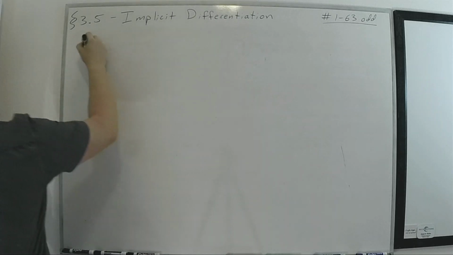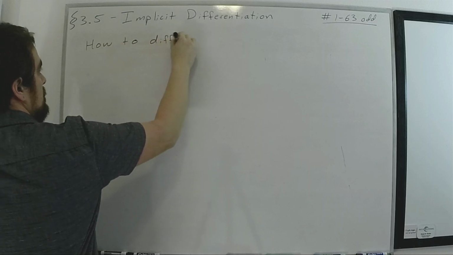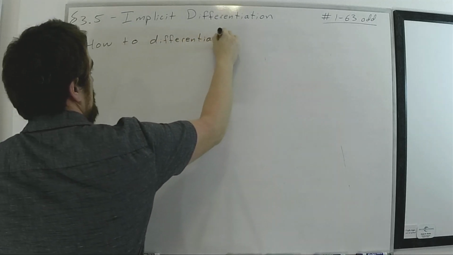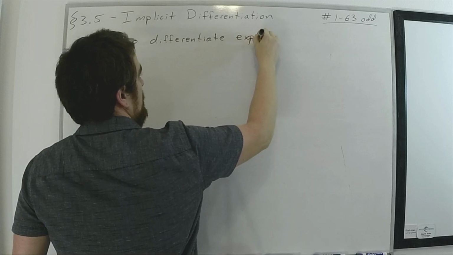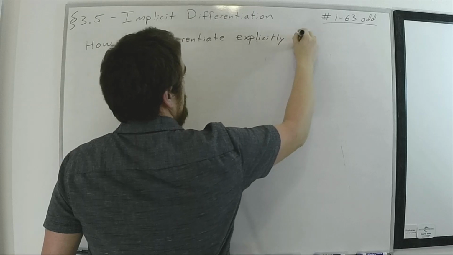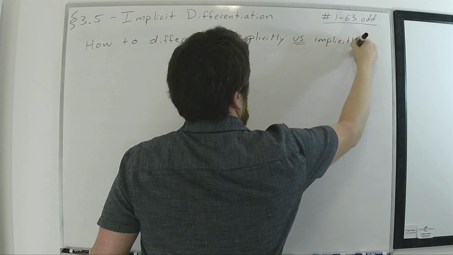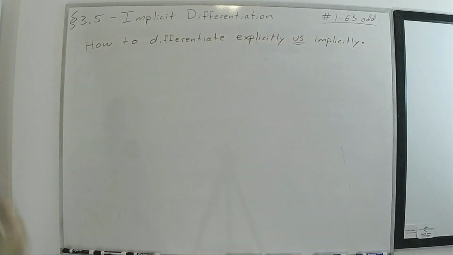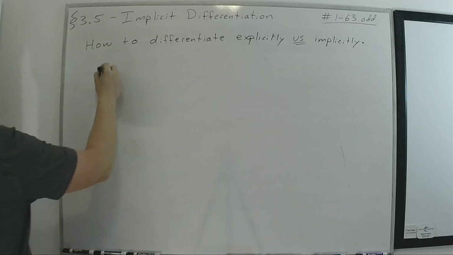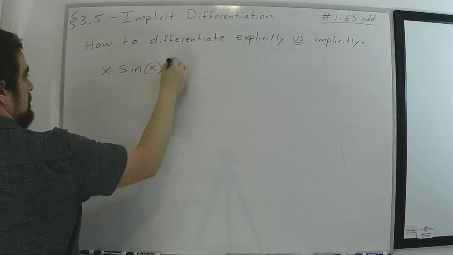So here I'm going to say how to differentiate explicitly versus implicitly. And what I'd like to do is start out with something that we can differentiate explicitly. Let's say we start off with something like x times sine of x is equal to 1.